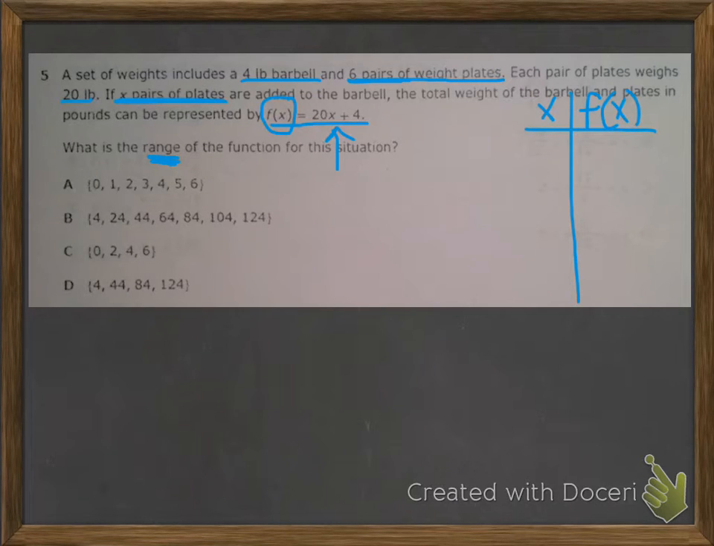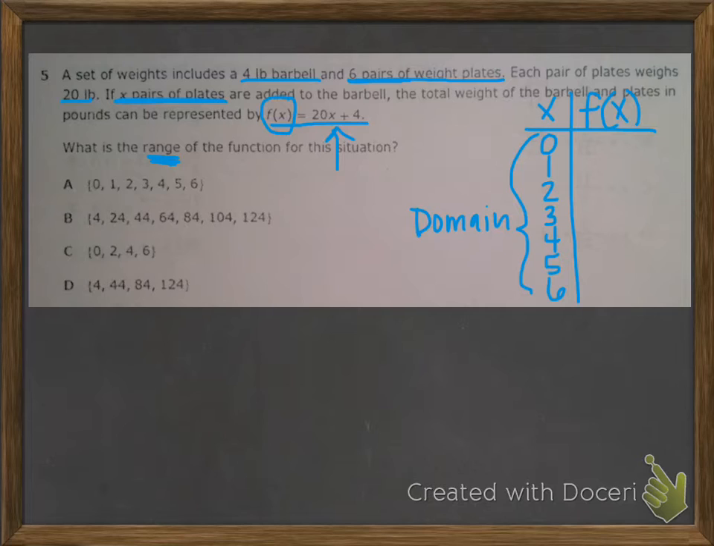The smallest number of pairs of weight plates I can have is none. I could have 1, 2, 3, 4, 5, all the way up to 6. So those are my inputs. This right here represents the domain, but that's not what I'm looking for. To use the domain to find my output, my f(x) values, I'm going to plug it in where x is.